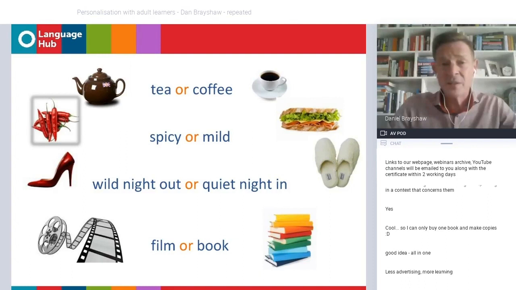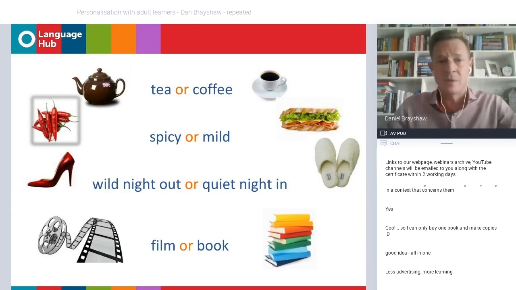Now, imagine that the slide that you're seeing now is your whiteboard, and all you have to do is write up some choices for the students. In this case, tea or coffee, spicy food or mild food, a wild night out or a quiet night in, etc. And the idea is that the students discuss whether they are tea people or coffee people, whether they prefer spicy food or mild food. And it takes them a few minutes to work through this, and then we have some feedback.